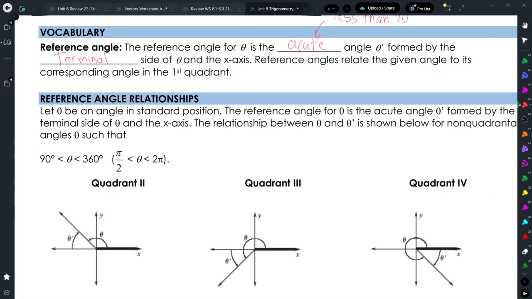So the reference angle, again, since it's acute, your reference angle is always a quadrant 1 angle. And the way I like to think about it, it's the angle, or the distance. I don't want to use distance because it's the rotation needed to get to the nearest x-axis.